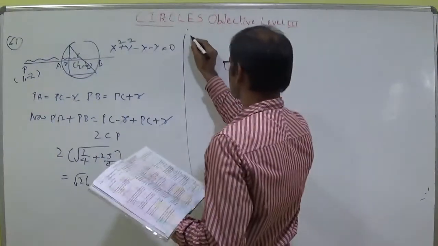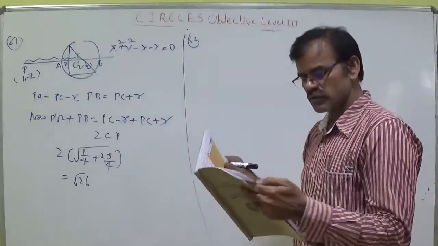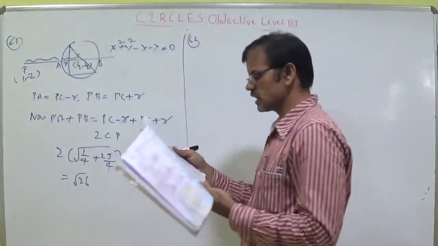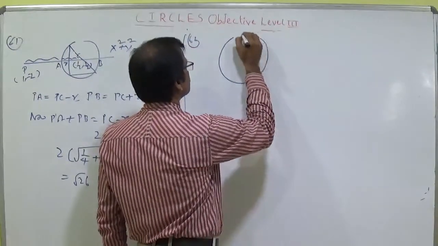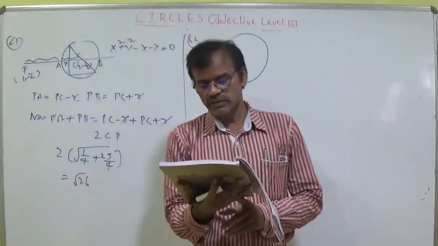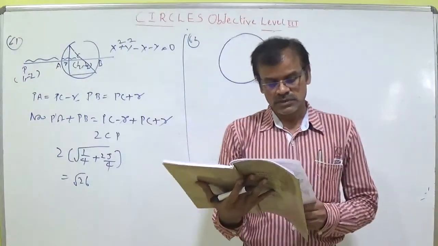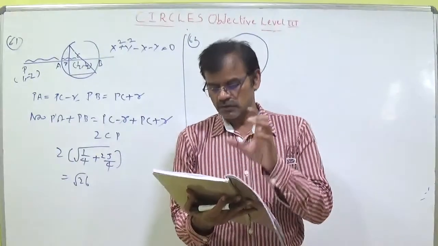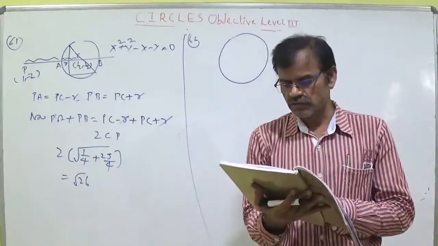Let us discuss the 62nd question. Question number 62 is a variety question, an important question. C1, C2 are two concentric circles with radii R1 and R2. Read the question. R1 is less than R2. R1 is the radius of the smallest circle and R2 the radius of the largest circle.